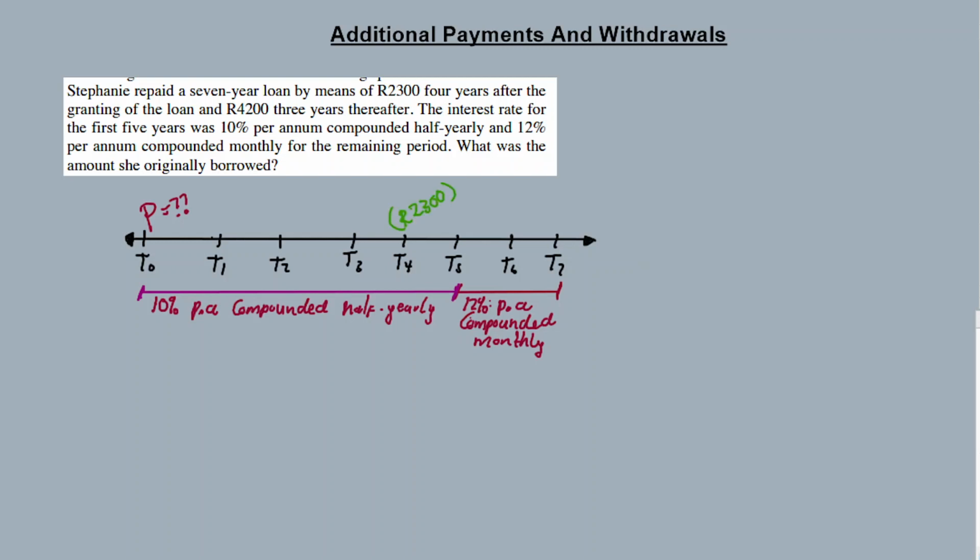She made a payment 4 years after the granting of the loan, by means of 2,300. And then 4,200 rand was paid 3 years thereafter, meaning that at T7, 4,200 was paid. So now our task is to find how much she borrowed.